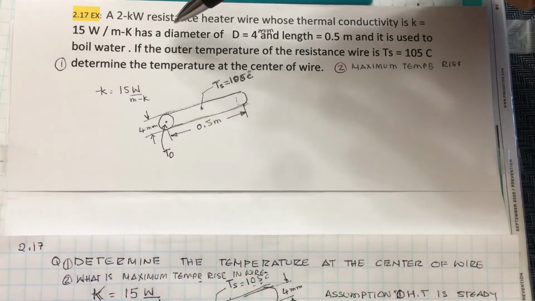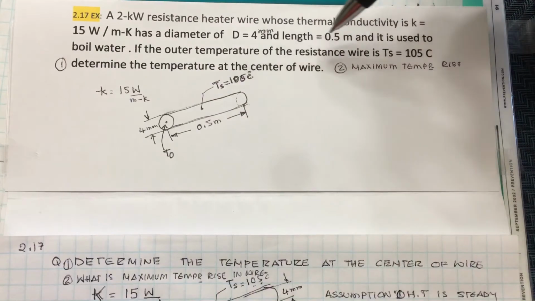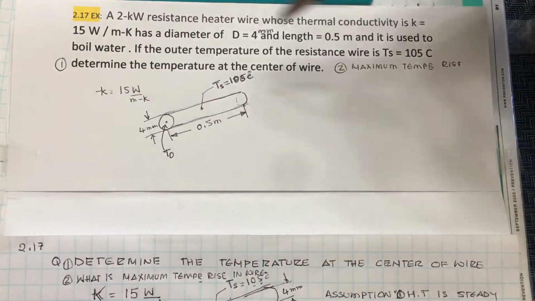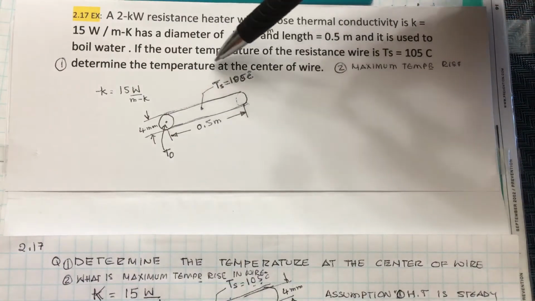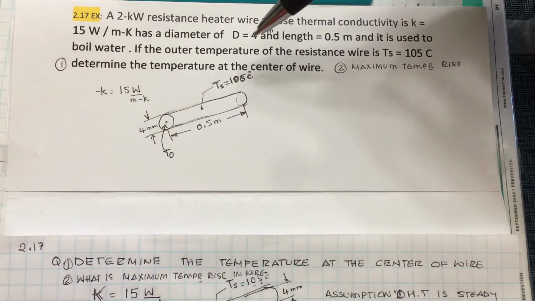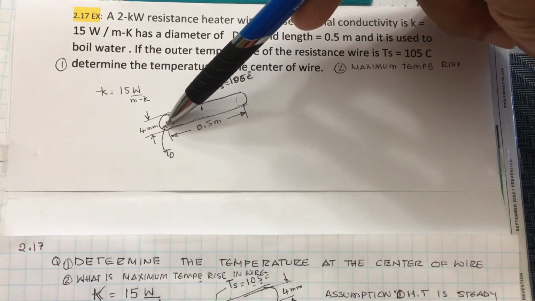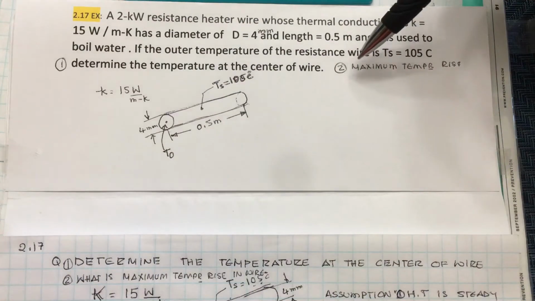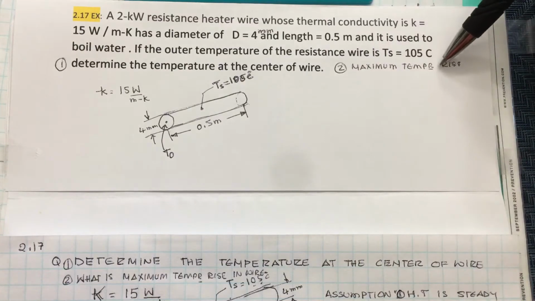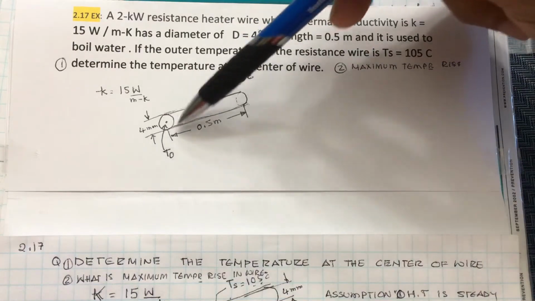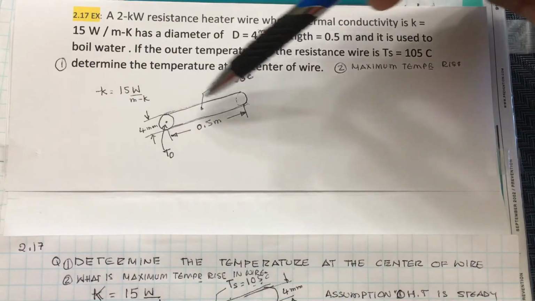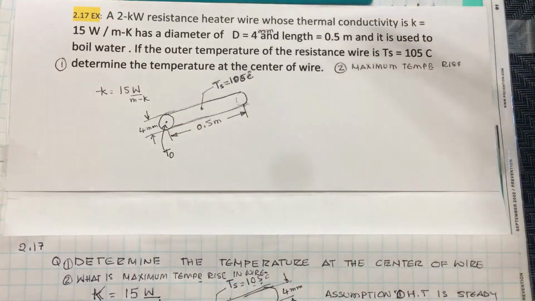Then continuing further, if the outer temperature of the resistance wire Ts is 105, determine the temperature rise at the center of the wire. So his interest is to find the temperature at the center of it. That's one part of the question. The second part is, what is the maximum temperature rise in the wire? So basically what he's asking is, how much temperature has risen in this wire. So delta T is what he's looking for.